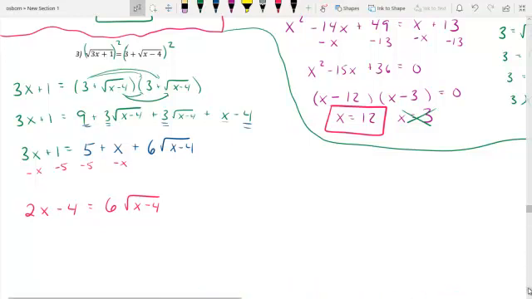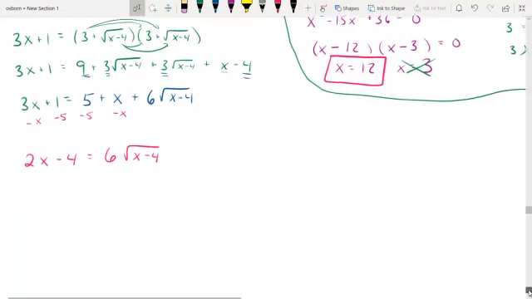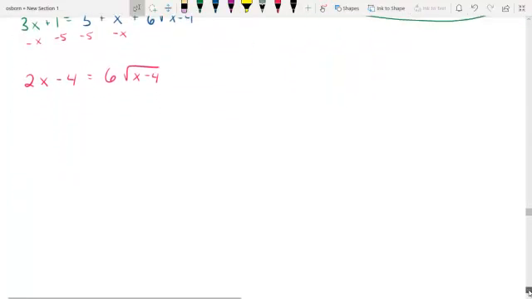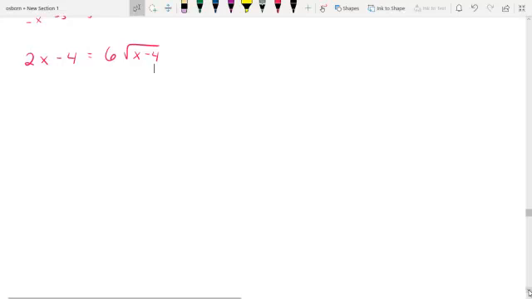Scroll up so we have a little bit more room. Alright, now the first thing I want to do is see if I can divide both sides by 6. Now if I divide both sides of this equation by 6, I'm going to end up with fractions, and I don't want to end up with fractions. So instead, I'm just going to go ahead and square both sides.